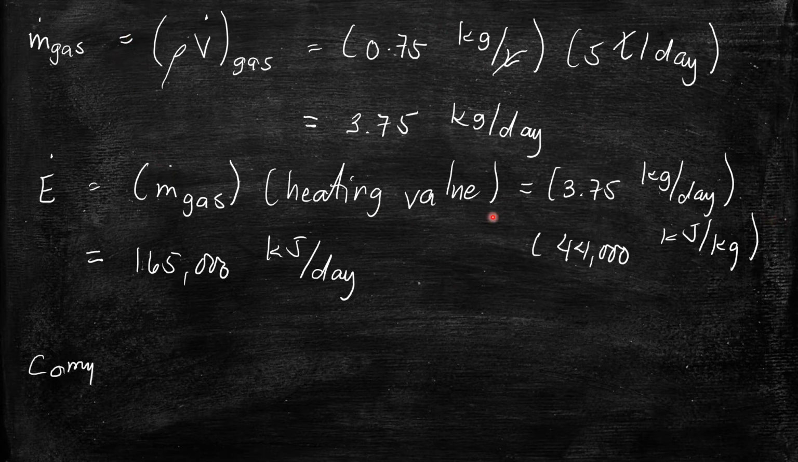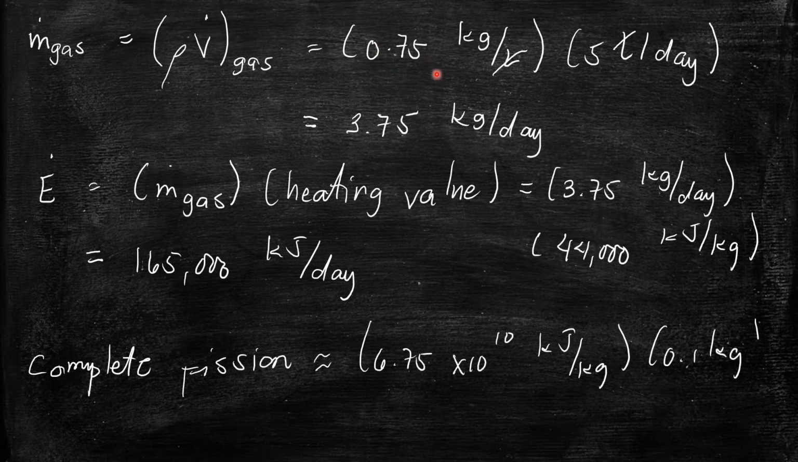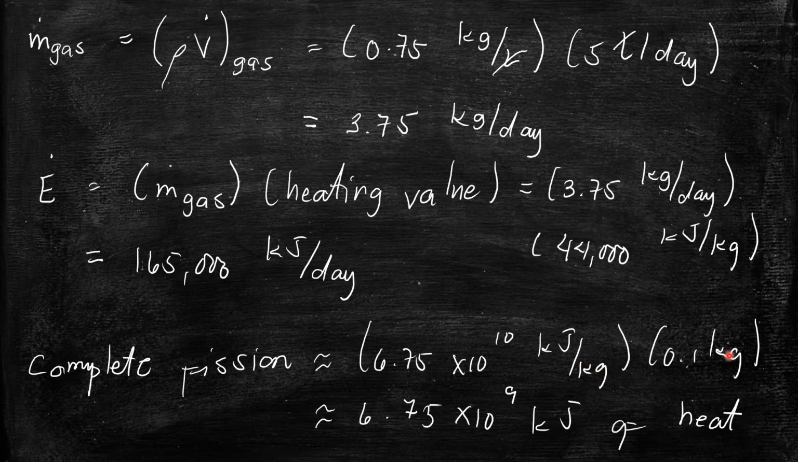And the complete fission of 0.1 kilogram of uranium-235 releases heat. This is 6.75 times 10 to the 10 kilojoule per kilogram times 0.1 kilogram from the complete fission of the uranium-235, and this is equal to 6.75 times 10 to the 9 kilojoule of heat. And this heat is sufficient to meet the energy needs of the car for a known number of days.